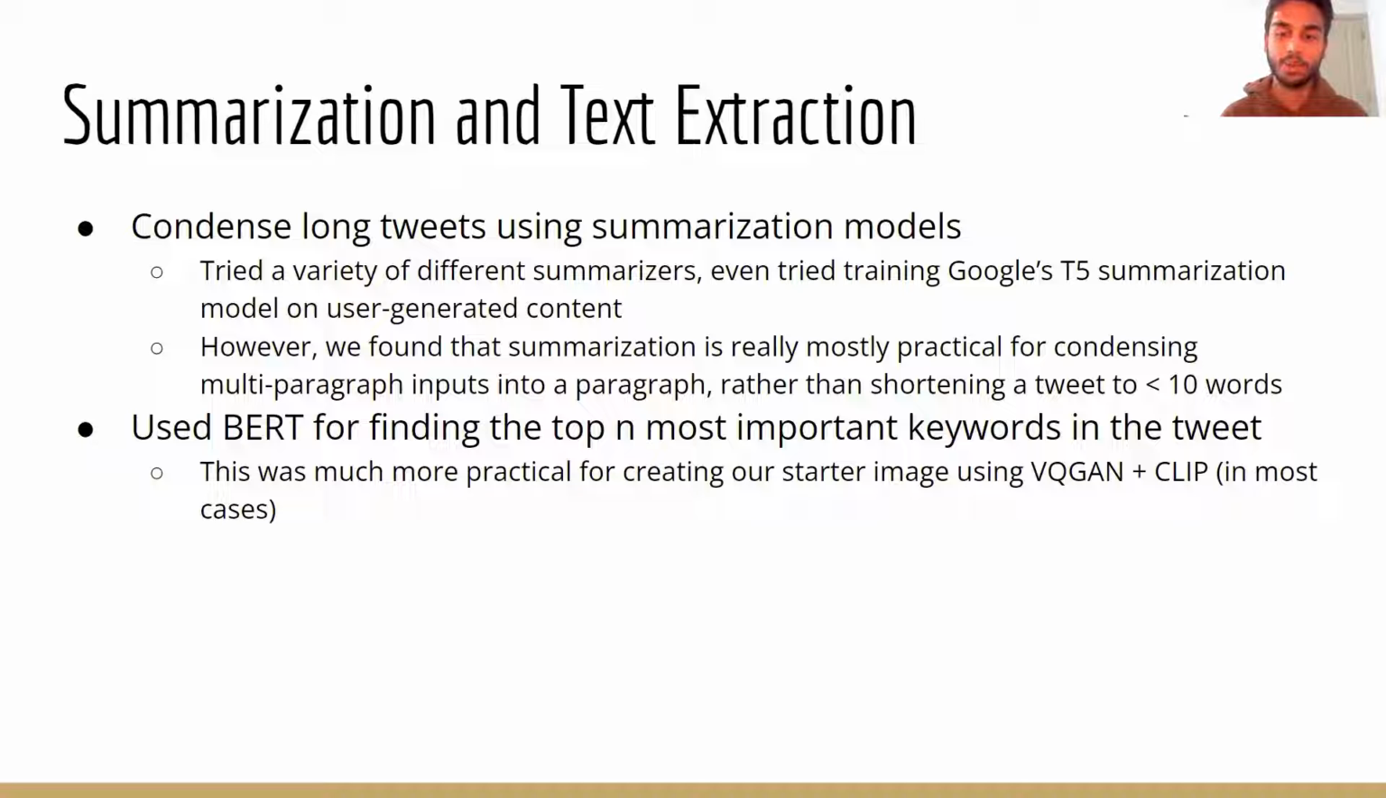Instead, we decided to use BERT to find the top and most important keywords in the tweet, where n is equal to 3 or 4, depending on the size of the tweet. The way it worked was by finding the embeddings for all the individual words in the tweet, and also finding the embedding of the tweet as a whole. We then used cosine similarity to find the main keywords of the tweet. With this, we found much better results in our image generation.